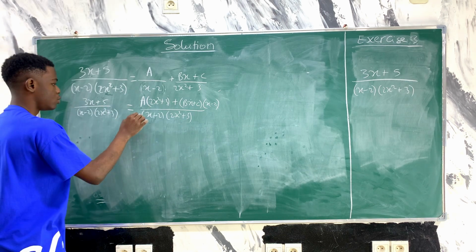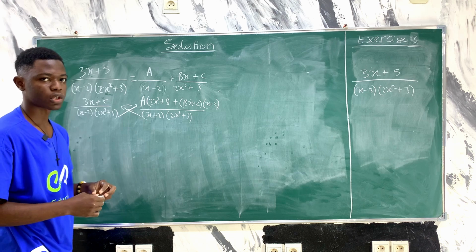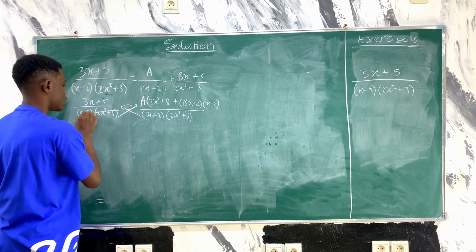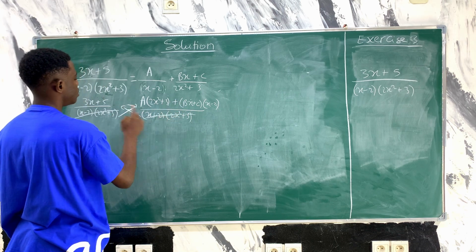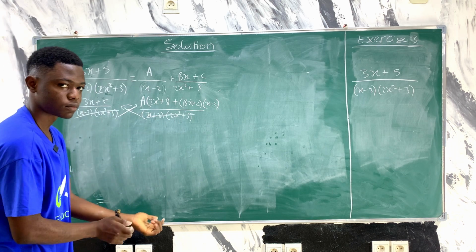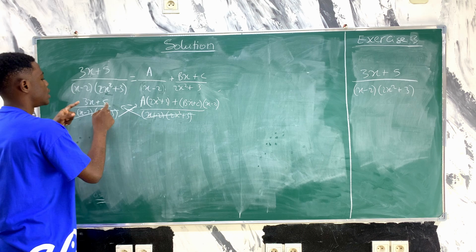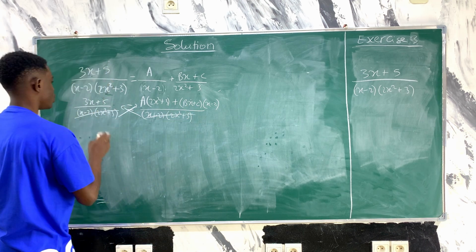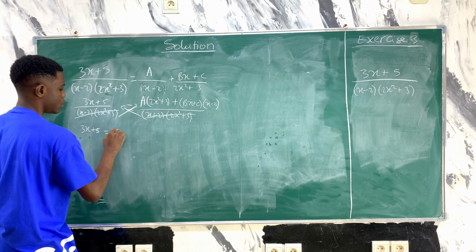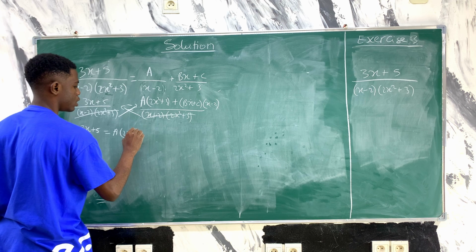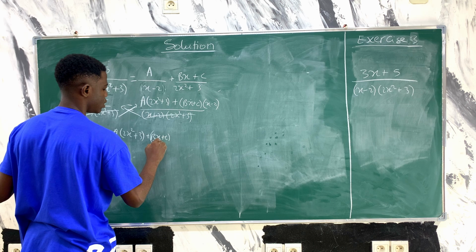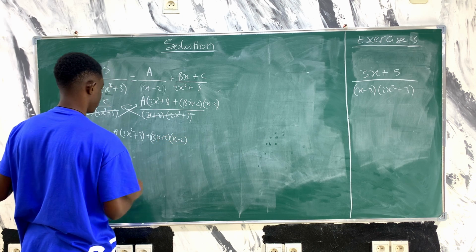What do I do next? I do the cross multiplication as you all know. When I cross multiply, this is going to come here and this is going to come here. I will see that this will cancel with this because it is actually the same thing. So when you cross multiply, they're going to cancel, and just the numerators on both sides are going to be left. So I'll recopy the numerators. I have 3x plus 5 is equal to A into 2x squared plus 3, plus Bx plus C into x minus 2.